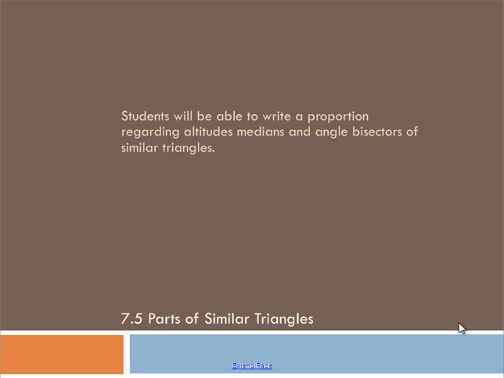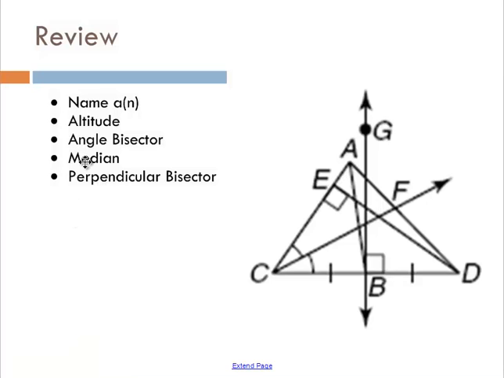Section 7.5 is going to talk about all the parts of a similar triangle. These are the parts that we learned earlier in the year. They are altitude, angle bisector, median, and perpendicular bisector. This should all be review. We have gone through an entire unit talking just about these.